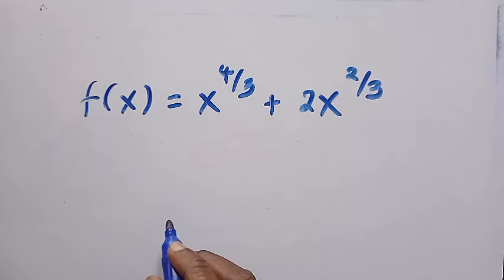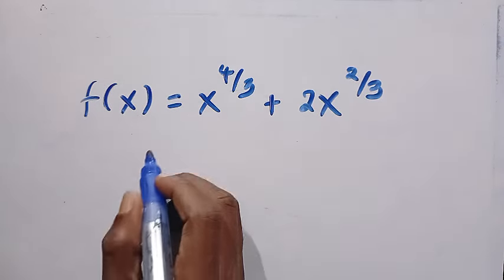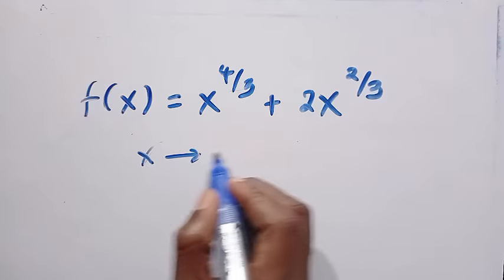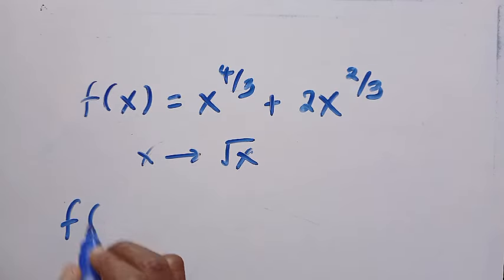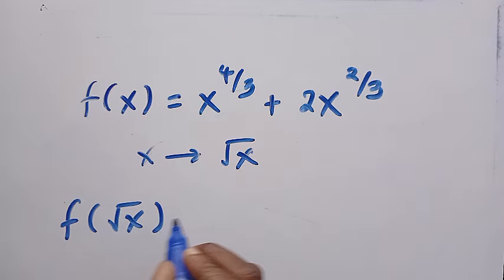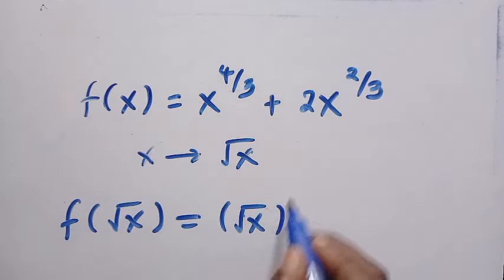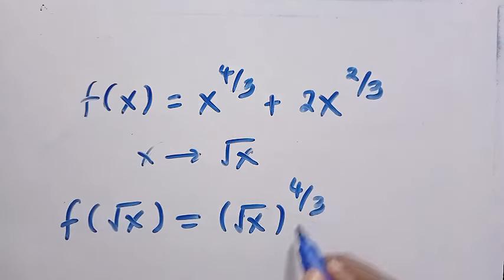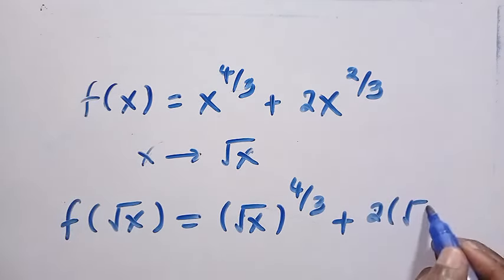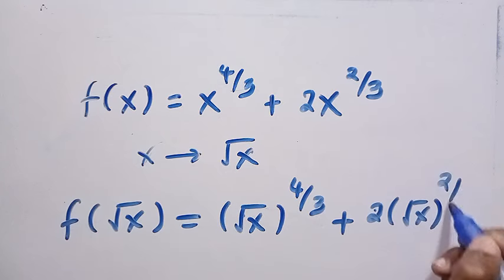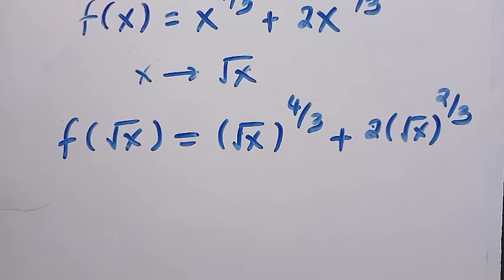This is f of x. Then we need to get f of root x, so by just switching x to root x. So here we have f of root x equals, here we change it to root x, but all raised to the power of 4 divided by 3 plus 2 into bracket of root x, then all raised to the power 2 over 3. So this is what we have.